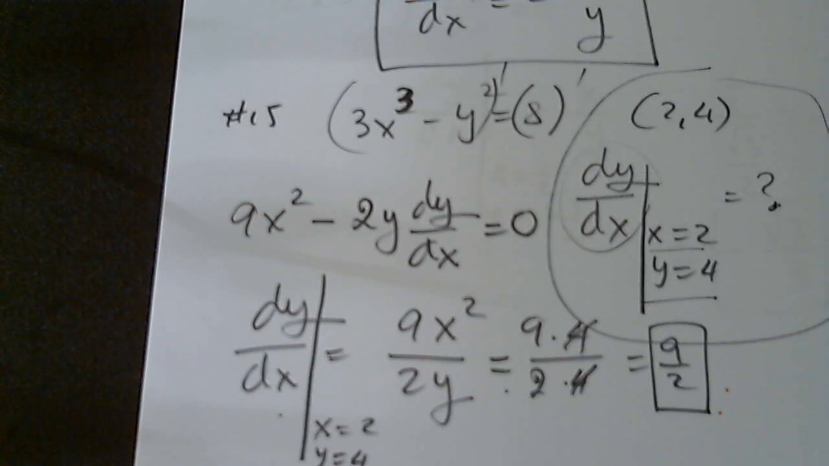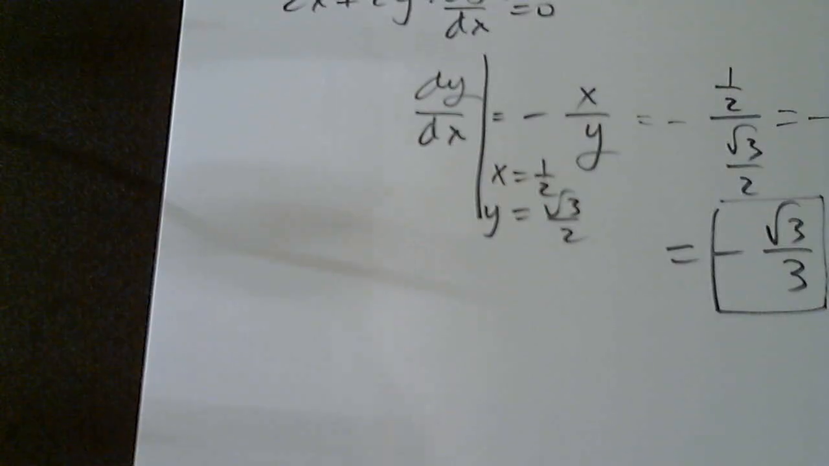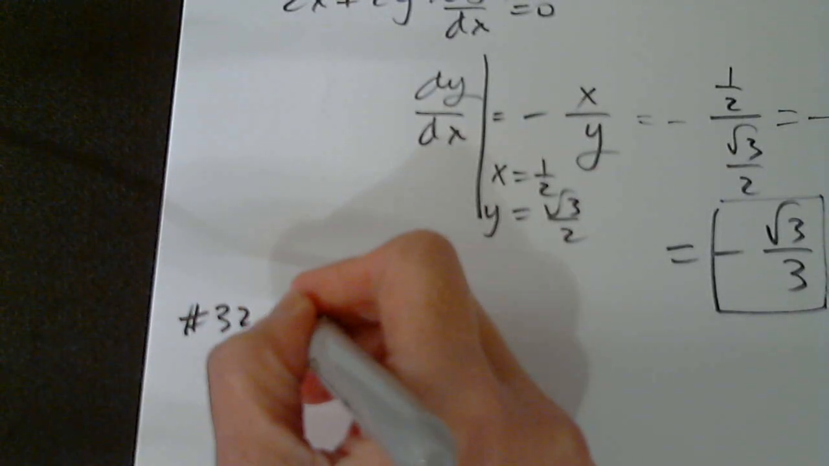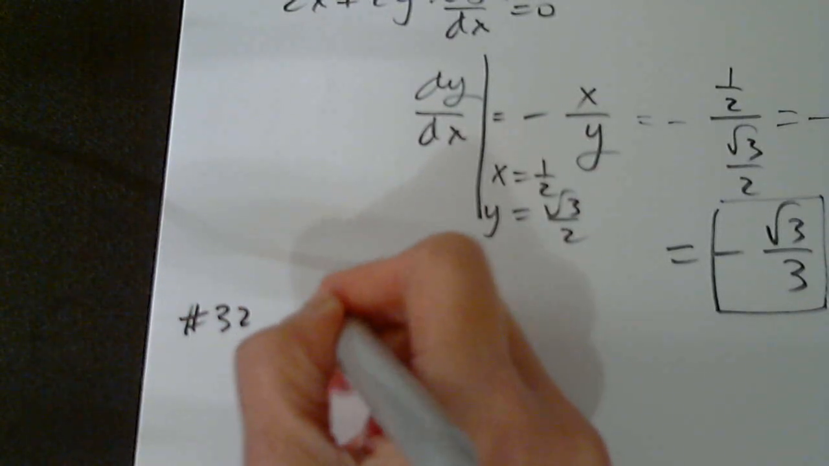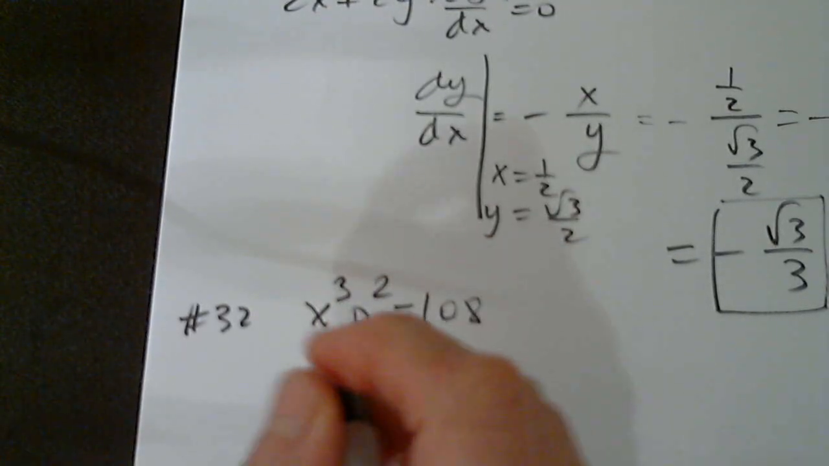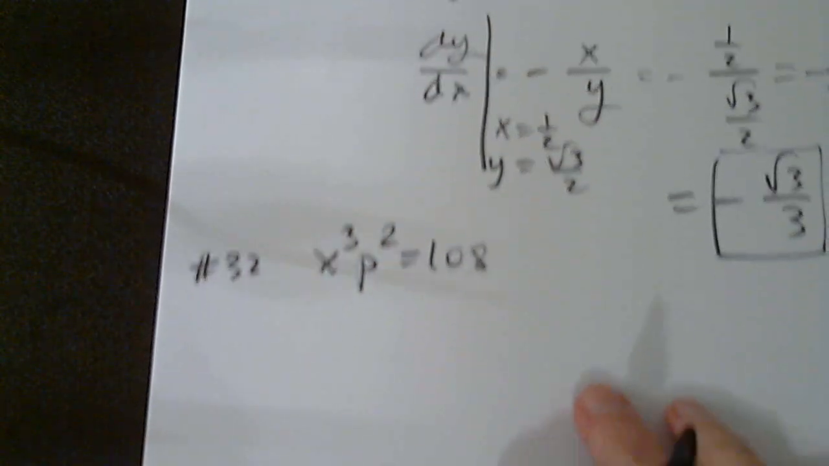We need 32. 32, very good. 32. And 32, we have x cubed p squared equals 108. Differentiate to find dp over dx.